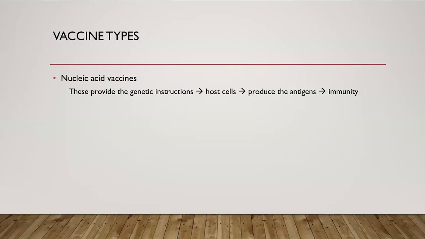The third type of vaccine is nucleic acid vaccines. Nucleic acid vaccines provide the genetic instructions to the host cells to produce antigens and then immunity. In other vaccines, we introduce the antigen to the host. Here, we don't introduce the antigen. We provide the genetic instructions to the host cell, and the host cell will produce the antigens which are needed for immunity. So it's a more advanced procedure.